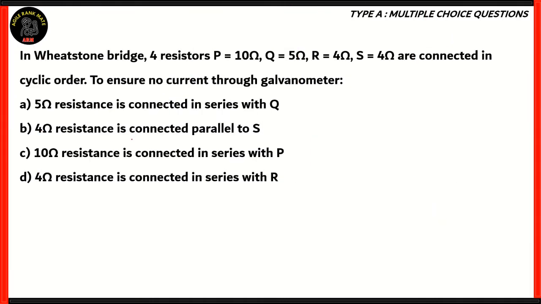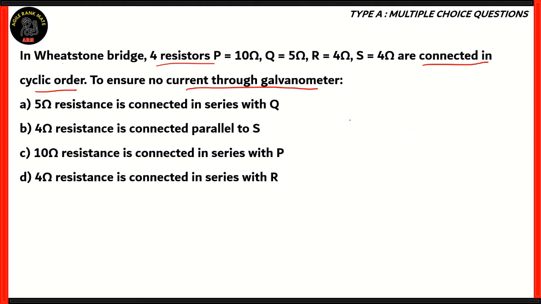Now let's look at another question. In a Wheatstone Bridge, 4 resistors, P 10 ohms, Q 5 ohms, R 4 ohms, and S 4 ohms, are connected in cyclic order. To ensure no current through the galvanometer, one of these adjustments has to take place. Is it a 5 ohm resistor connected in series with Q, a 4 ohm resistor connected parallel to S, a 10 ohm resistance connected in series with P, or a 4 ohm resistance connected in series with R?